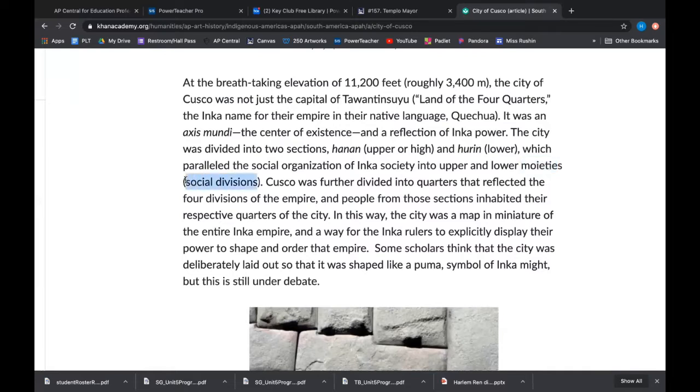Cuzco was further divided into quarters that reflected the four divisions of the empire, and people from those sections inhabited their respective quarters of the city. In this way, the city was a map in miniature of the entire Inca Empire and a way for the Inca rulers to explicitly display their power. So this is again how architecture and urban planning is reflecting power to shape and order that empire. Some scholars think that the city was deliberately laid out so it's shaped like a puma, symbol of Inca might, but this is still under debate.